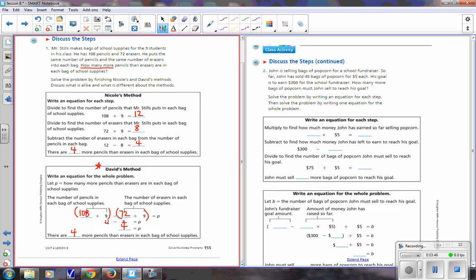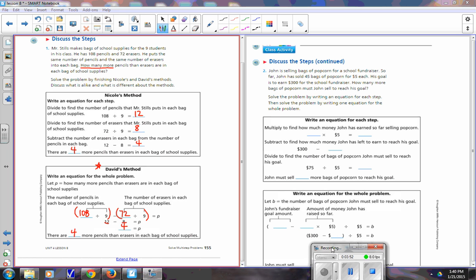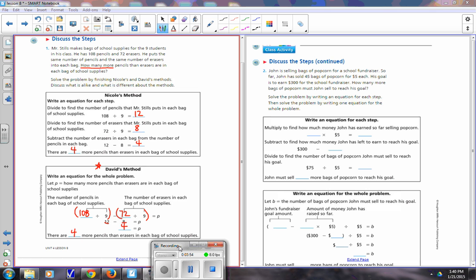So we have another problem over here on page 156, and it's of the same nature. We have 2 different ways. We're going to attack it 2 different ways so that you can choose which way you're going to do. If your mind is better with one step at a time rather than writing a whole situation equation, I'm good with that.